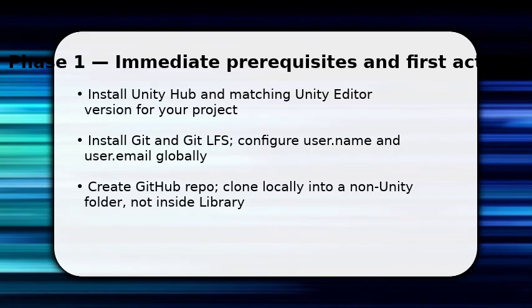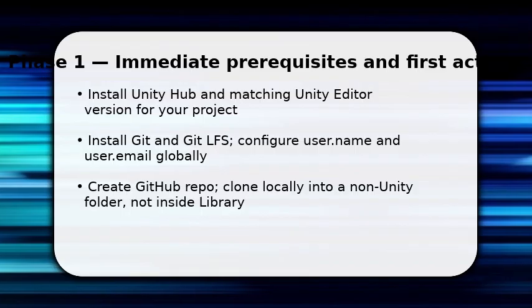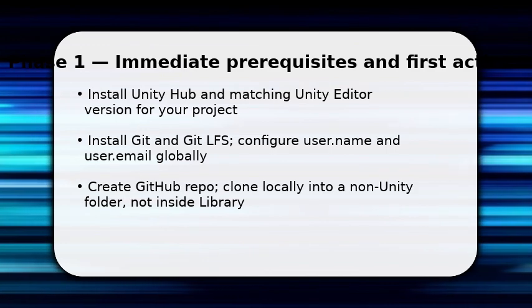Clone the empty GitHub repository into a clean project folder, then copy or open your Unity project there. Once done, stage a precise Git ignore and project settings to avoid library noise. This prevents huge commits and merge chaos.